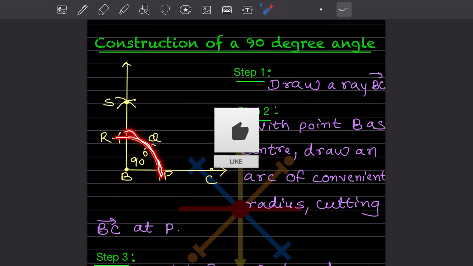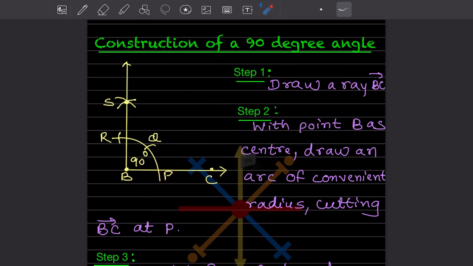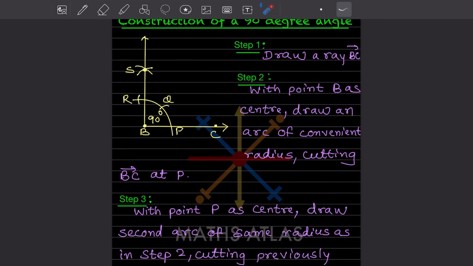You can draw this arc, and you are going to mark this as a point. Whatever you get, you are going to mark it as P. So in step 3, what are you going to do again? With point P as center, you are going to draw a second arc of the same radius, whatever distance you took for this one. You are going to cut it here, at Q.